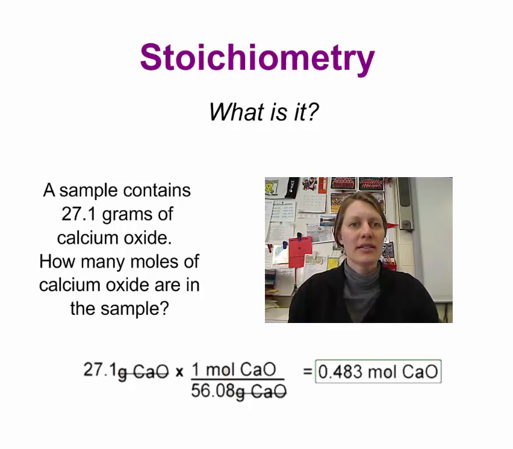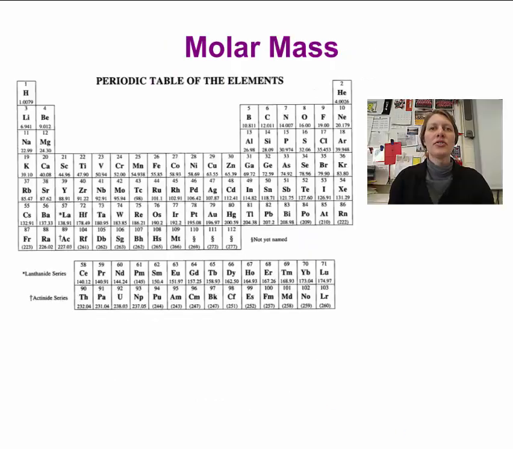You can see in this sample question here, it says a sample of 27.1 grams of calcium oxide is what we started with, and it's asking how many moles we have of that sample. As you look at this work down here, hopefully you're recognizing it's pretty similar to dimensional analysis. You're crossing out your units from top to bottom in order to get your final answer. There's two things you need to know and remember to use when you're using stoichiometry.